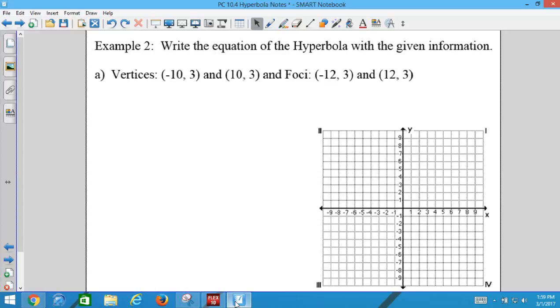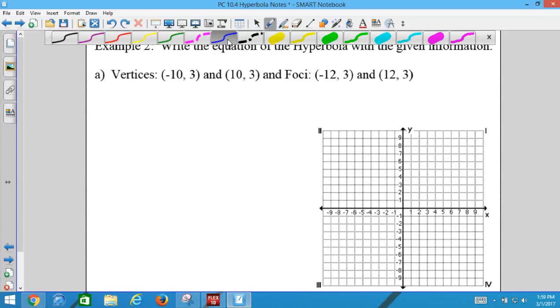Okay, if you are understanding this and you want to work ahead, please go for it. If not, I'm going over it right now. So we need to find 3 pieces of information: the center, a squared, and b squared. That's what we need to find. The center is going to be the middle of the vertices. It's also going to be the middle of the foci. So how do you find the middle point? You use the midpoint formula. You graph it and look at the middle.